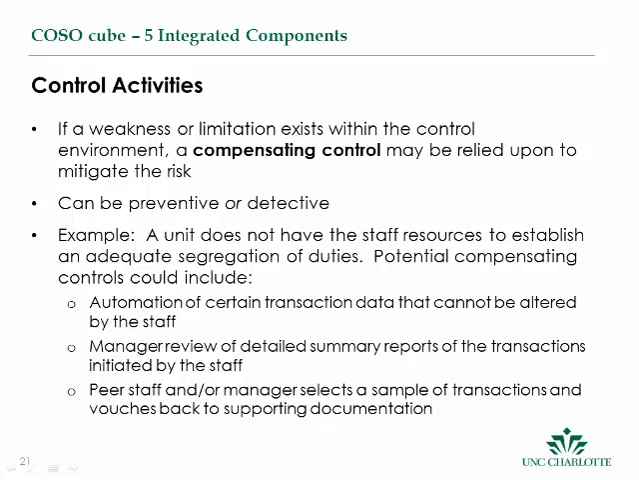Manager review of detailed summary reports of the transactions initiated by the staff. So, if one staff member is a requester in 49er Mart and her supervisor is the approver, then the overall manager of that area should, on a periodic basis, say monthly, separately review summary reports of these transactions. Another option would be for peer staff and/or a manager, someone separate from the personnel involved with making the transaction, to select a sample of transactions and vouch back to the supporting documentation. In all these ways, we are compensating for the fact that the advisable control activity, segregation of duties, is not possible with current resources.